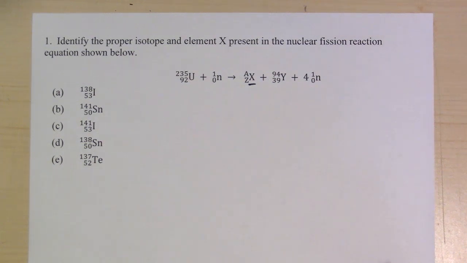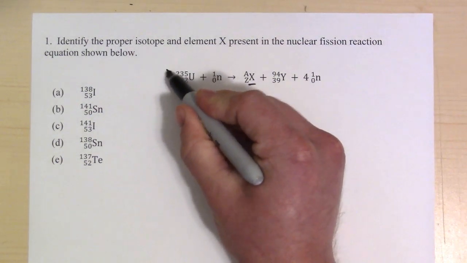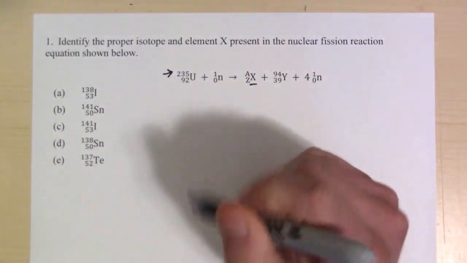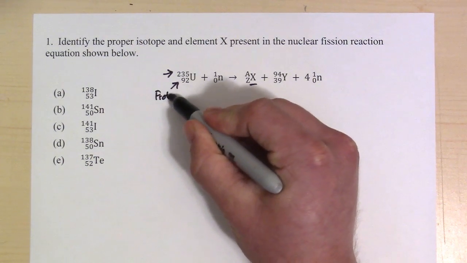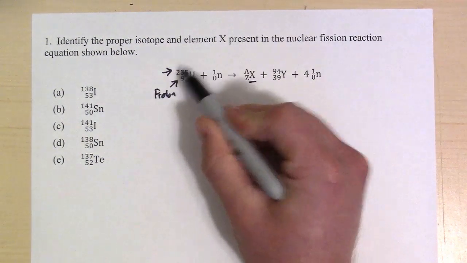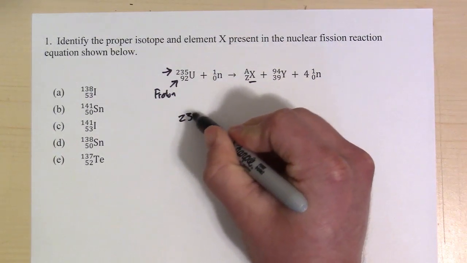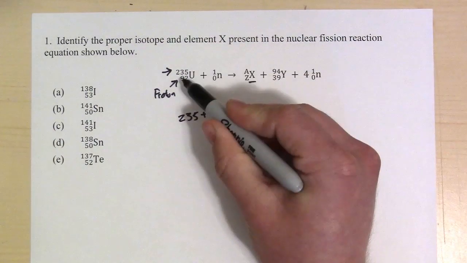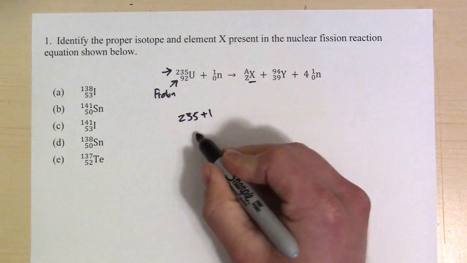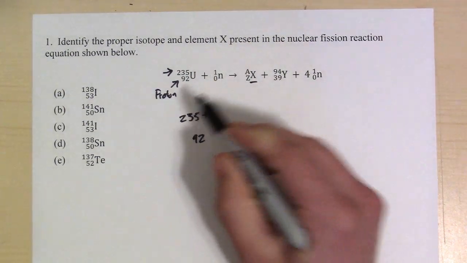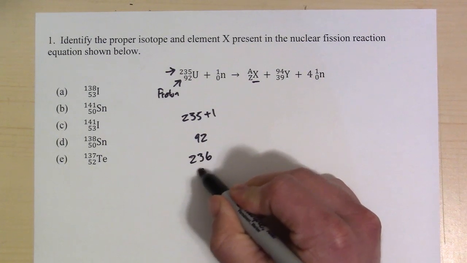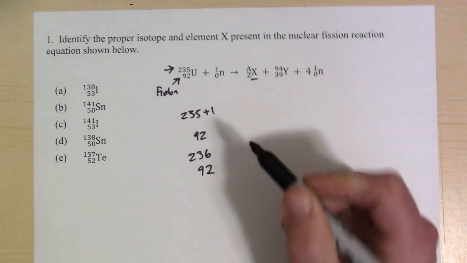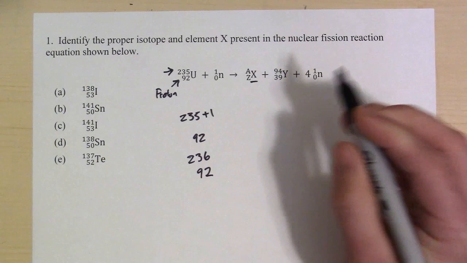So the way that I typically do this is just add up the mass numbers on one side. So the upper number is the mass number and the bottom number is the proton number. So I add up the mass numbers, 235 plus 1, and then add up the proton numbers, 92 plus 0. So that is 236 over 92. And then do the same on the other side.